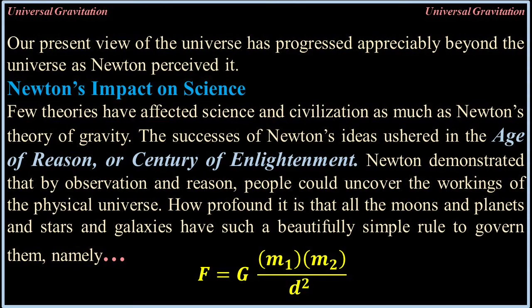Newton's impact on science. Few theories have affected science and civilization as much as Newton's theory of gravity. The successes of Newton's ideas ushered in the Age of Reason, or Century of Enlightenment. Newton demonstrated that by observation and reason, people could uncover the workings of the physical universe. How profound it is that all the moons and planets and stars and galaxies have such a beautifully simple rule to govern them, namely F equals G times M1 M2 divided by d squared.